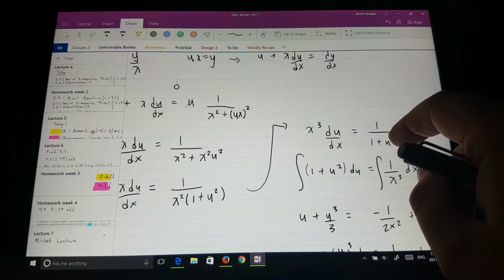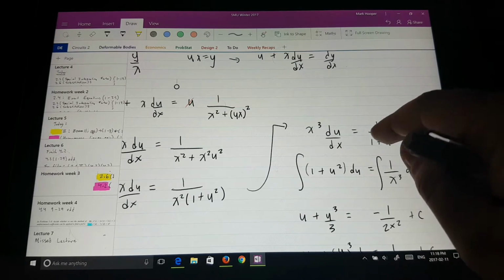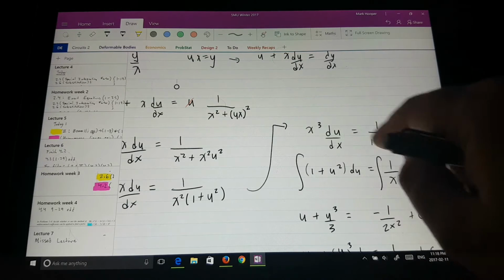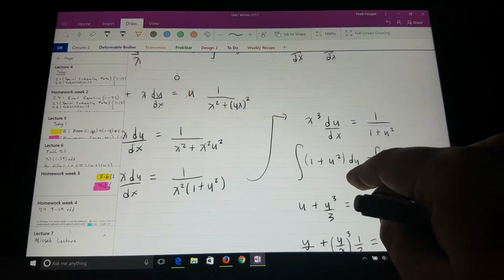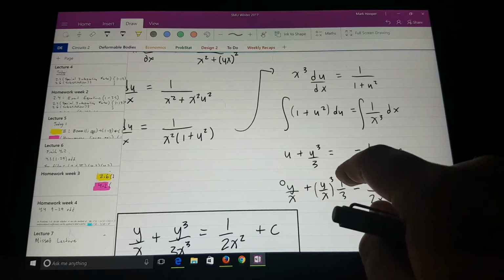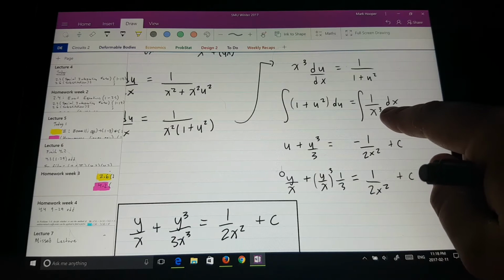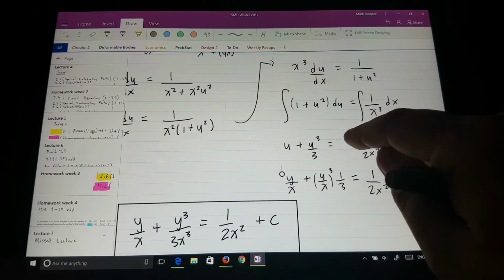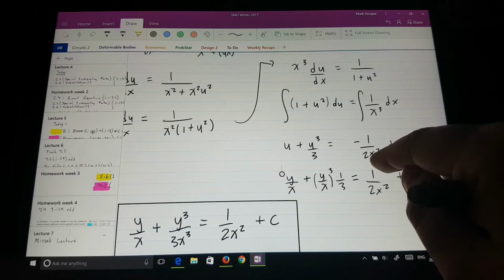Okay, so anyway, this is separable. We're going to take this dx and move it over here. This x is going to come down here, and this is going to come up here. Then we go ahead and integrate that. So that's u, and u cubed over 3. And then this is x to the minus 3, so when we integrate that, it's x to the minus 2.